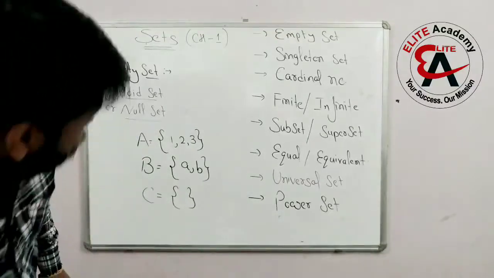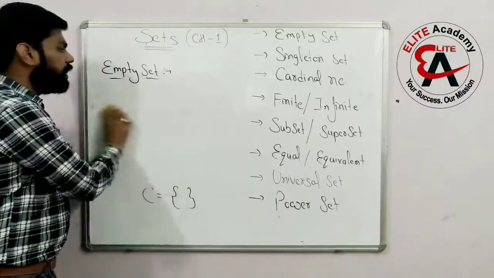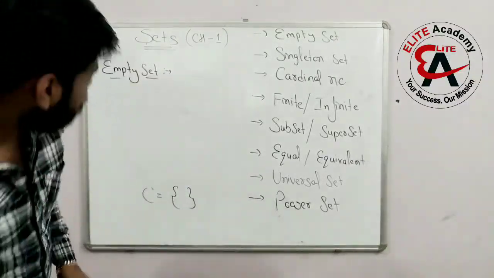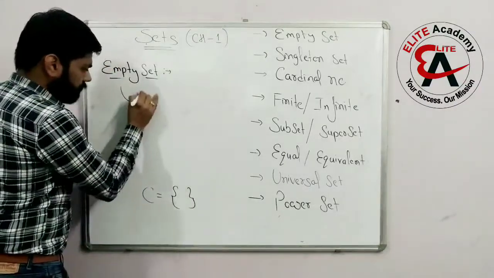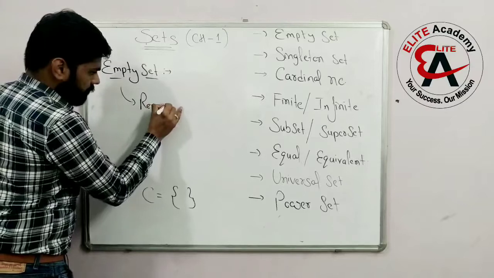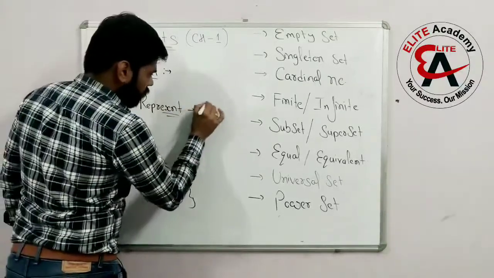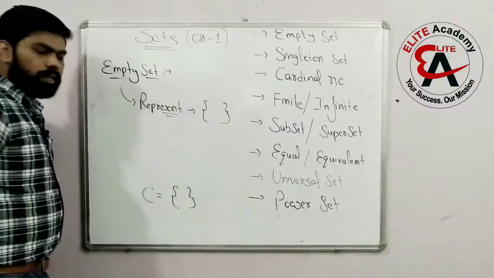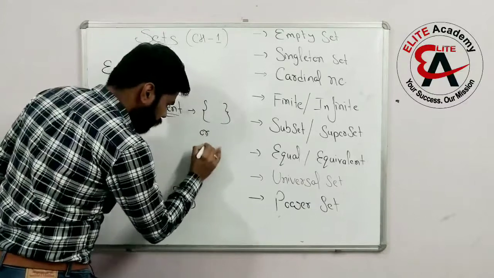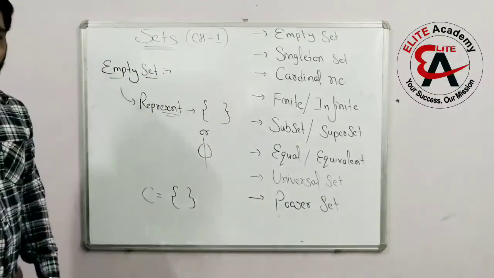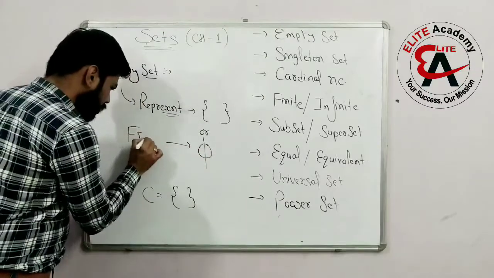What is empty set? Set which does not contain any elements. And especially whenever we have to represent an empty set, we have two ways. Pay attention. First, brackets without element, or second is phi. Second is phi. I will name it phi.